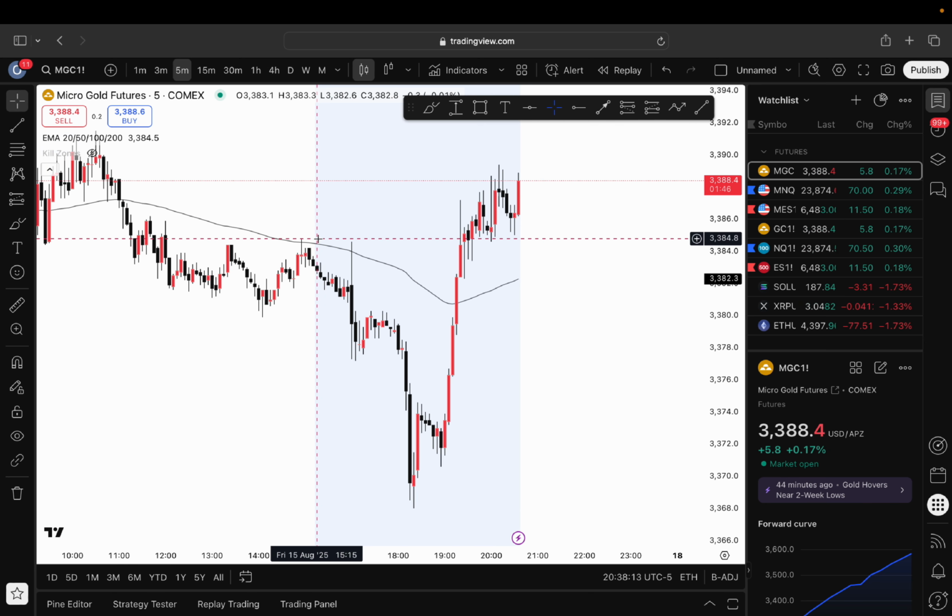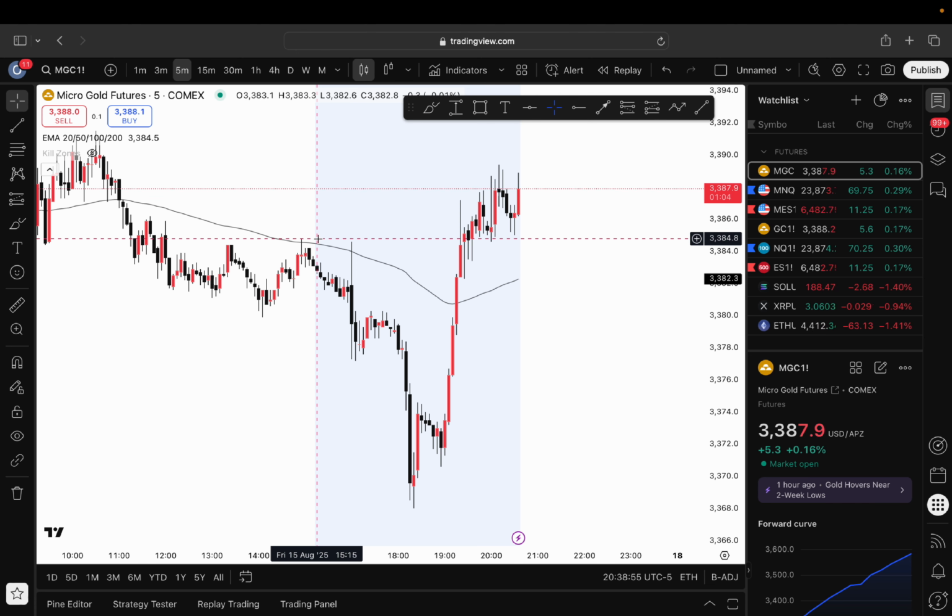Whenever you look at TradingView, you want to know what session you're going to be trading. We have London session, Asian session, and New York session. I live in the US, so I am trading New York session. But if you're in the UK, you should be trading London session. Or if you're in China or Japan, you trade Asian session. You should be sticking to your own session. If you're from the US, trade New York.